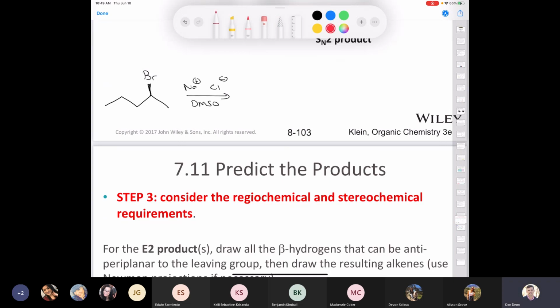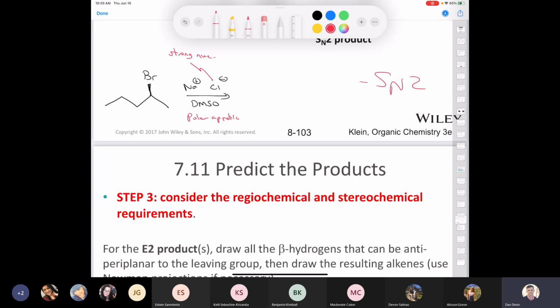Well, DMSO is a polar aprotic solvent, which is going to cause SN2 to predominate. Chloride is a weak base, but it's a strong nucleophile. And then we have a secondary substrate. So we're going to get an SN2 reaction. SN2 is the pathway that's going to predominate.